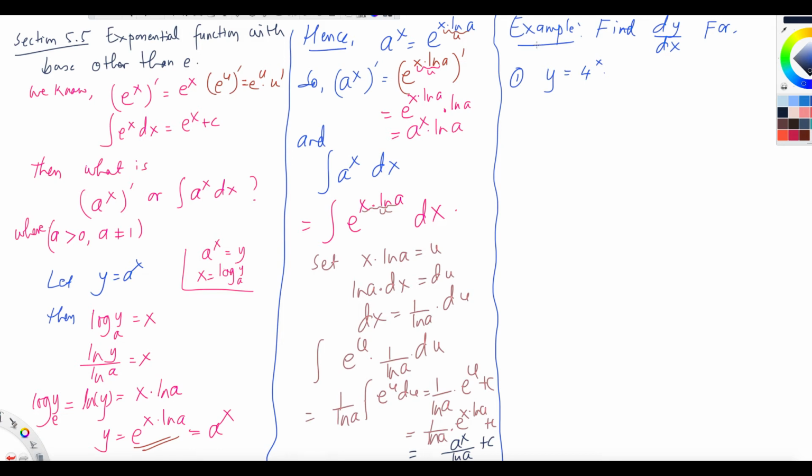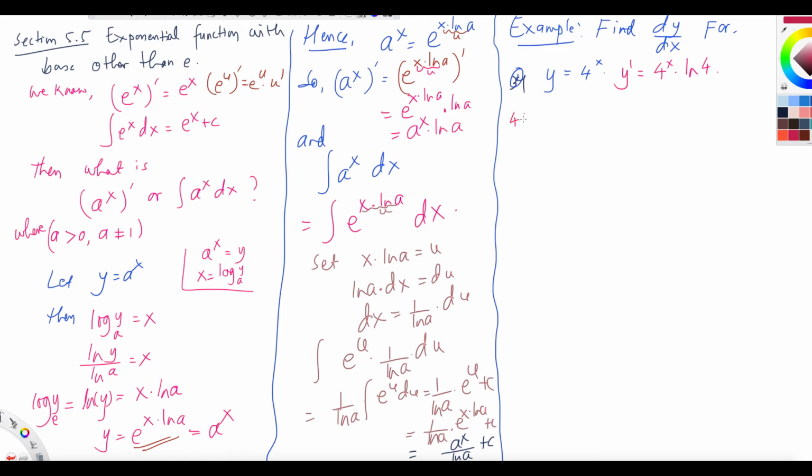Let us do some examples from the book. This is question number 39 from the book. You want to find the derivative dy over dx of y equals 4 to the x. What do you think? The answer is y prime equals a to the x times ln the base, so 4 to the x times ln 4. That's it.